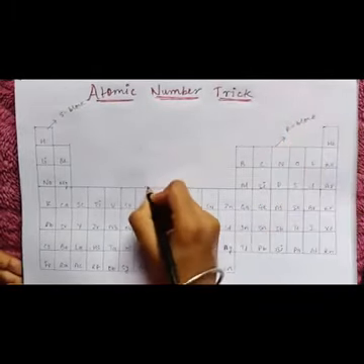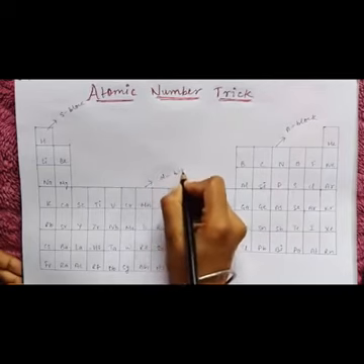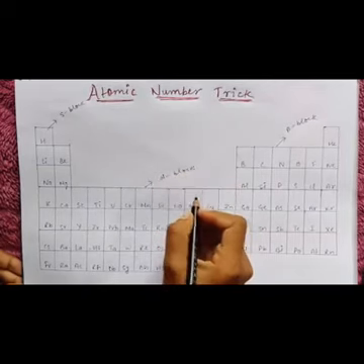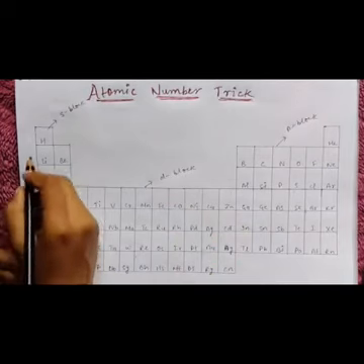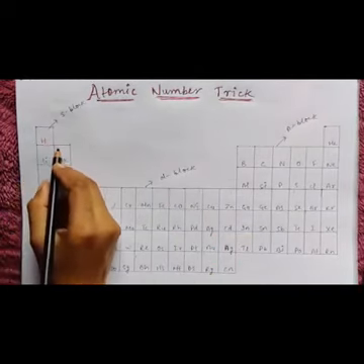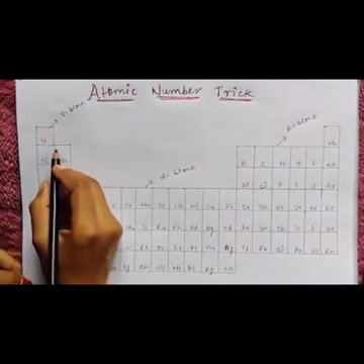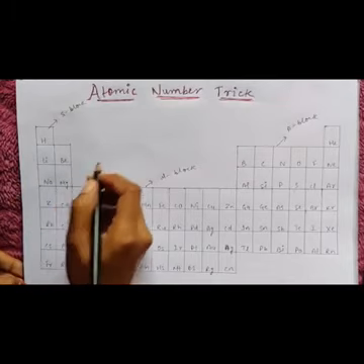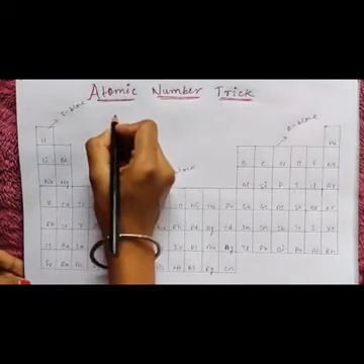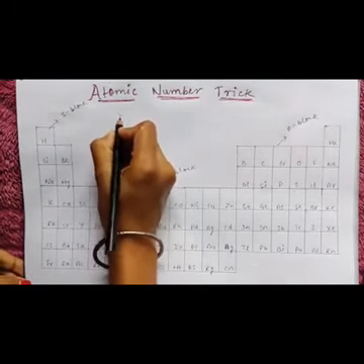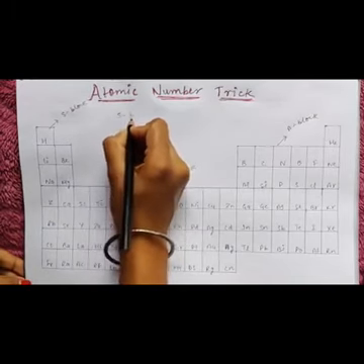So these are the P block elements. Between the S and P, these are the D block elements. Left side S block, right side P block, between them D block. In the S block, we have two groups, 1A and 2A. So how do you remember the S block elements?